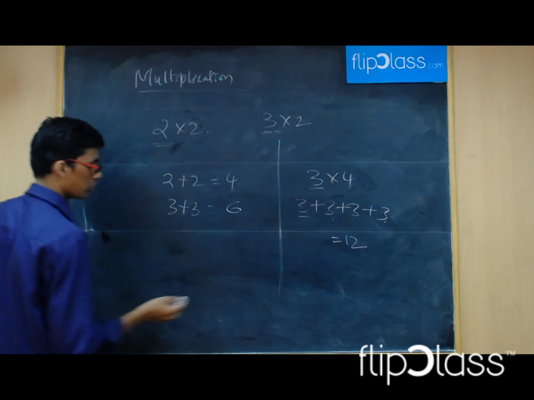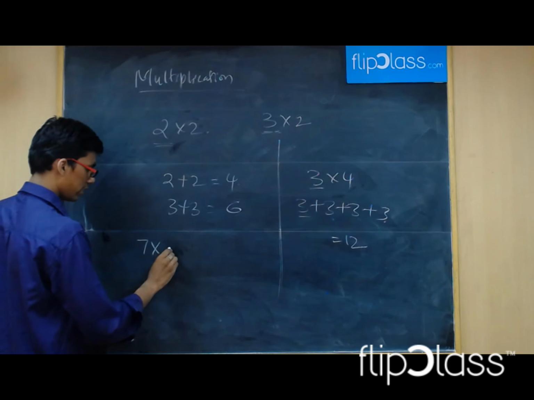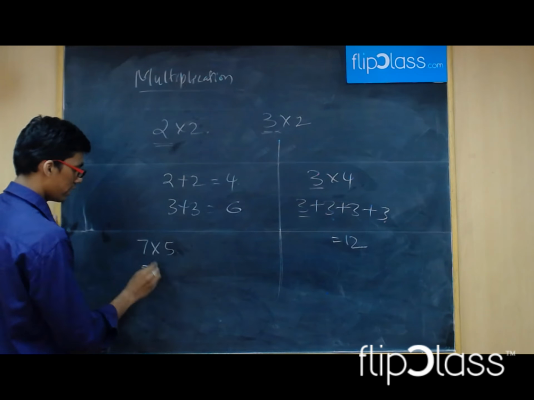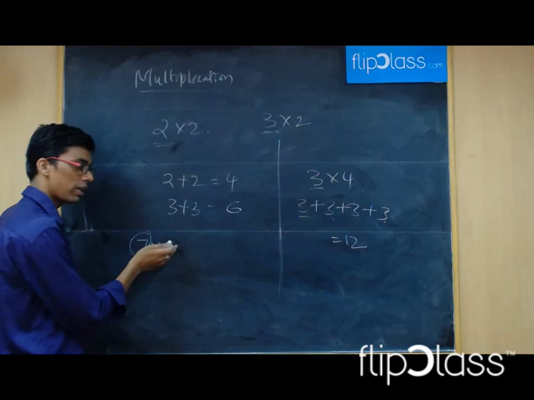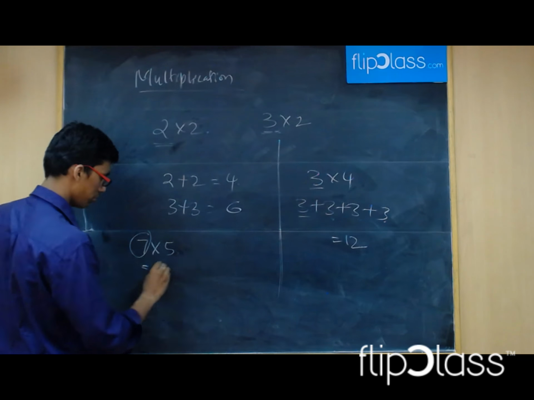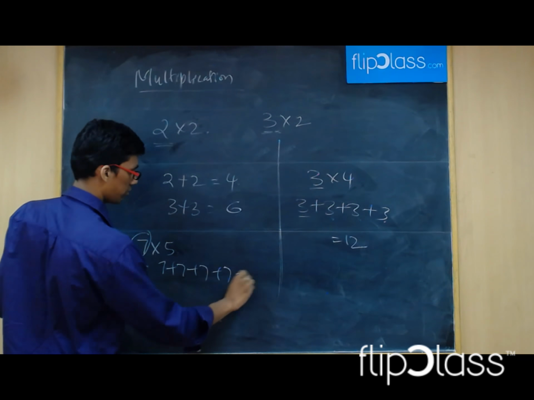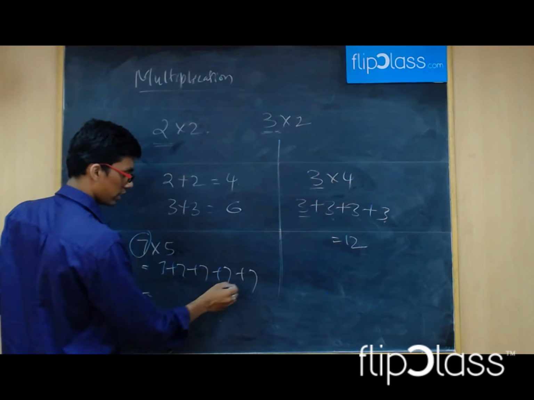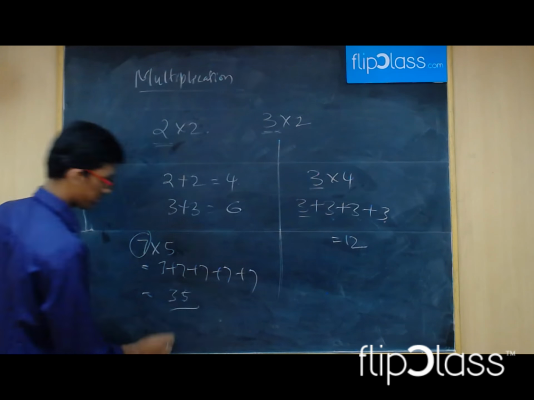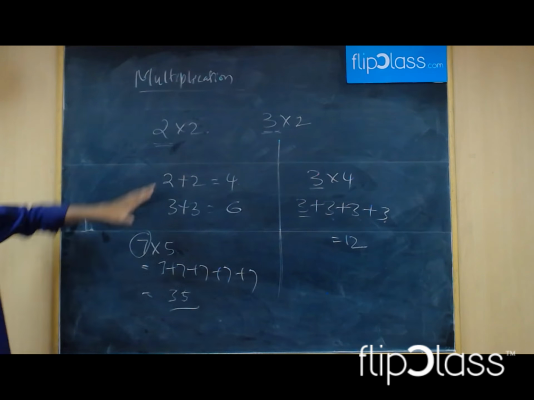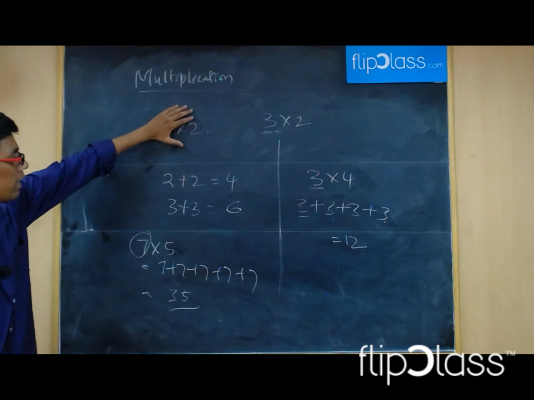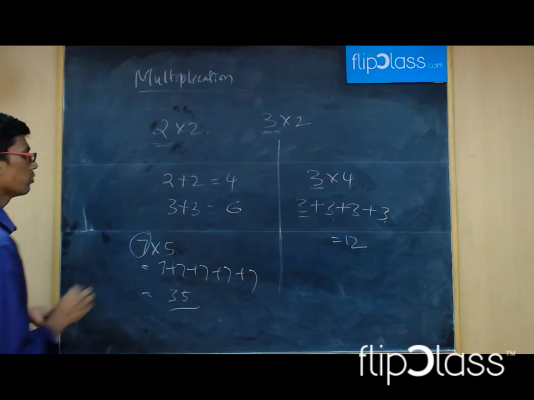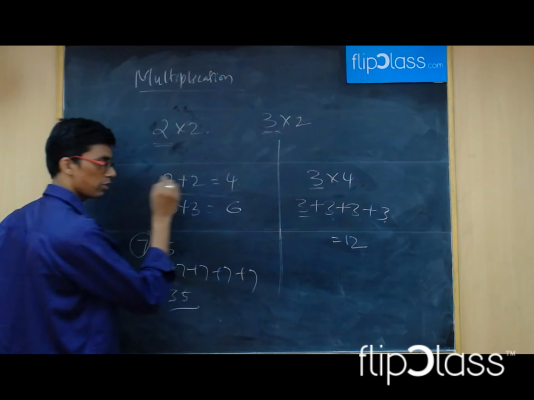Now if someone asks you what you mean by 7 into 5, what do you write? You will take the number 7 and multiply it 5 times, or nothing but add it 5 times. So this is 7 plus 7 plus 7 plus 7 plus 7. What is this? 7 plus 7 is 14, 14 plus 7 is 21, 28, and then this is 35. So this is what we literally mean by multiplication, and how we represent the same thing with addition.